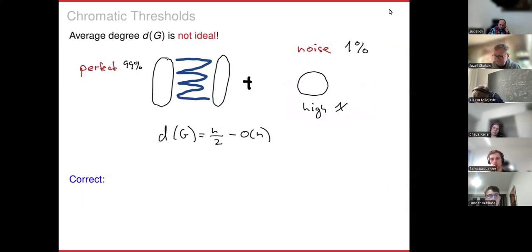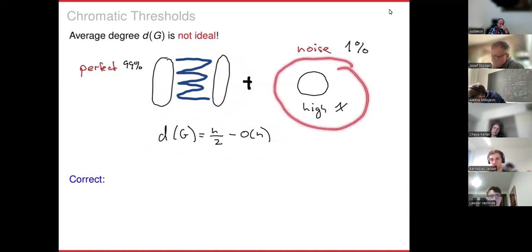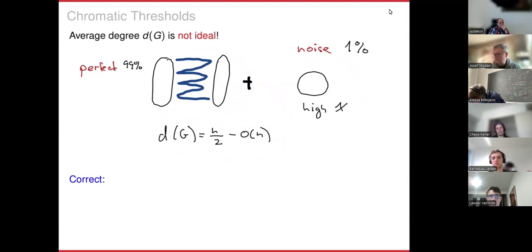So here is an example. We take a graph in which 99% of vertices are perfect, meaning they are in the complete bipartite graph, such that each of these partition classes is close to n over 2. And this will make the average degree really close to n over 2. However, I can add to it a small noise, a small additional graph, let's say one of the constructions that we had, and this will cause such a graph to have a high chromatic number. Okay, so we have a problem here. We cannot conclude that our chromatic number is bounded.